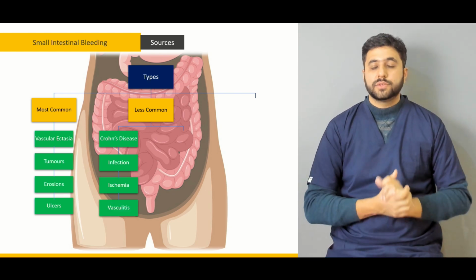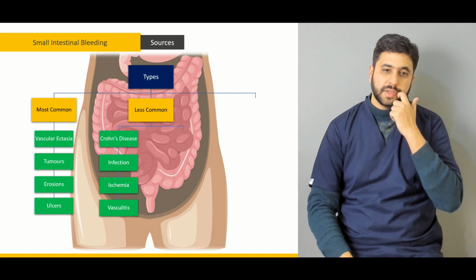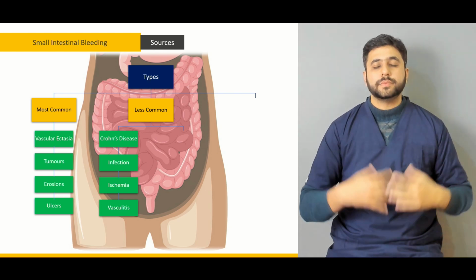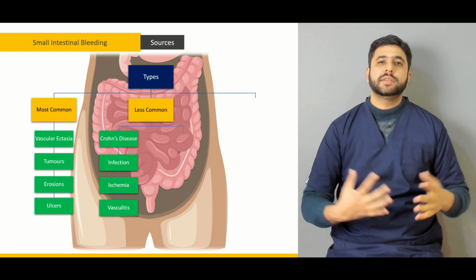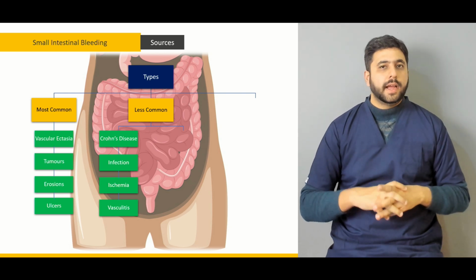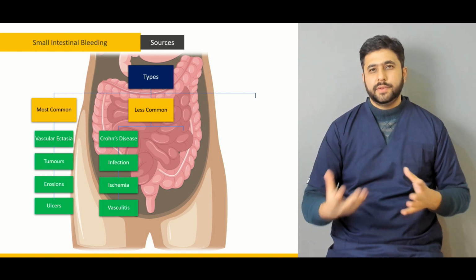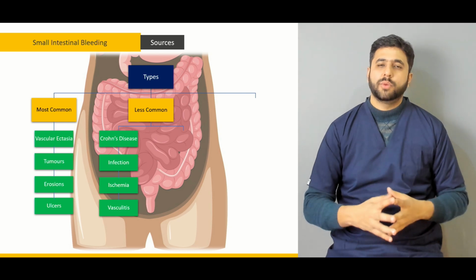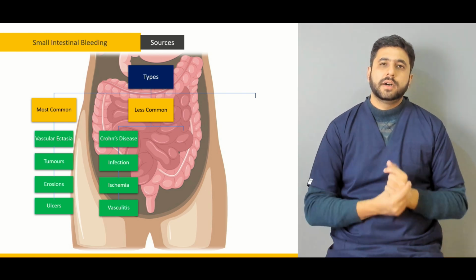There is some vasculitis, inflammation of the vessel. Vasculitis is a diffuse term. It involves various organs and various parts of the body, and there are various types of vasculitis. And if it involves the small bowel, it could present with a small GI bleed in the form of hematochezia.